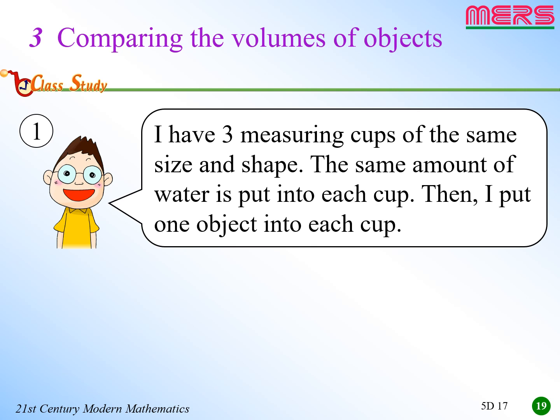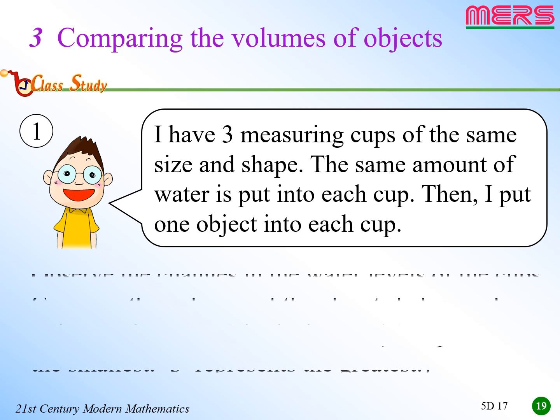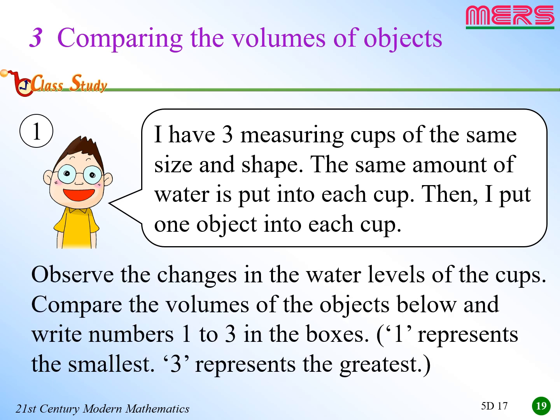Take 3 measuring cups of the same size and shape. The same amount of water is put into each cup. Then put 1 object into each cup. Observe the changes in water levels of the cups. Compare the volumes of the objects below and write numbers 1 to 3 in the boxes. 1 represents the smallest in volume and 3 represents the greatest in volume.